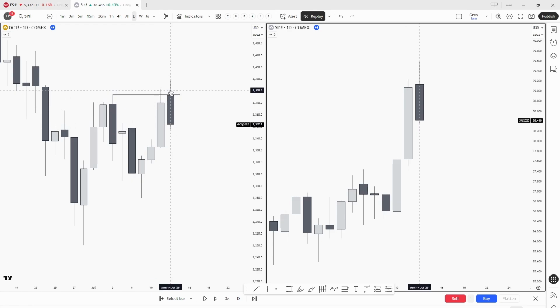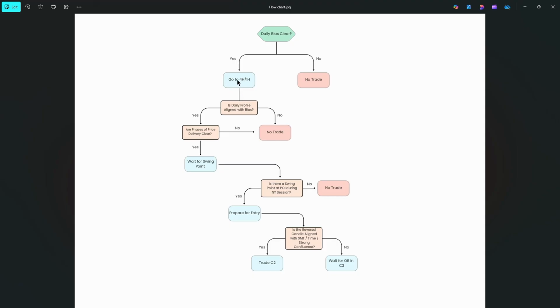But since we took the previous day high in the Asian session and we had a small wick, I was expecting a reversal lower for this specific day, the Monday. So dropping down to the 4 hour. Now the second step is going into the 4 hour chart.